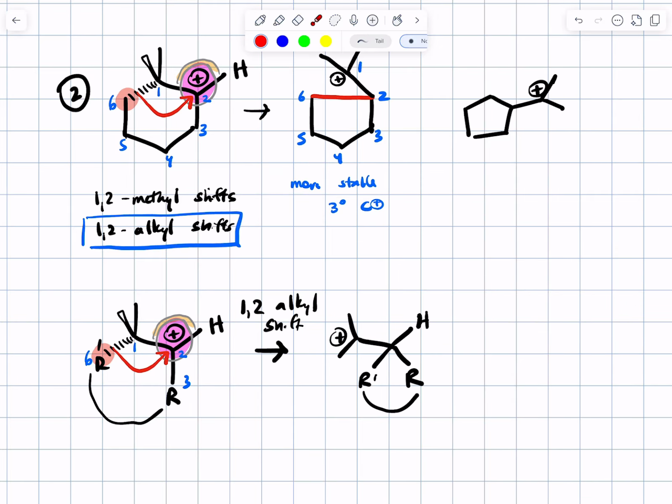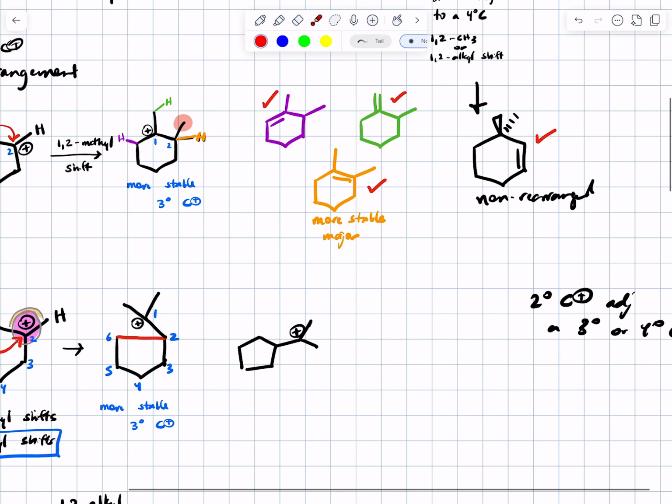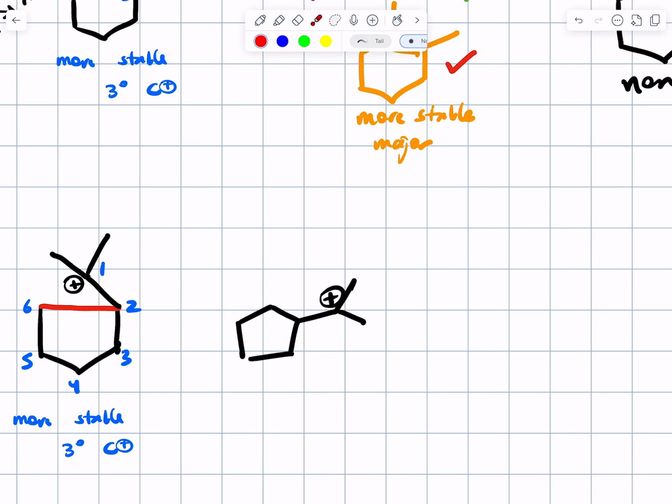Yep. So having done that rearrangement, now, because this is a dehydration or elimination reaction, you'll look for protons that are adjacent to or beta to the positive charge. There's one here, and then there's another here. And you will draw elimination products that come from removal of those protons.